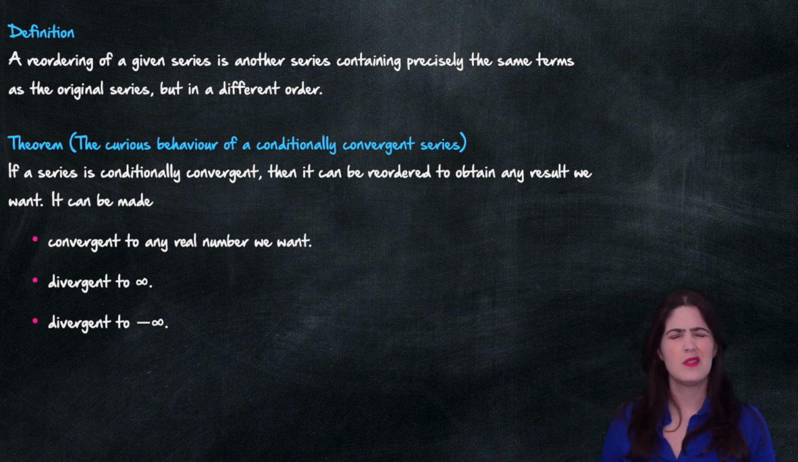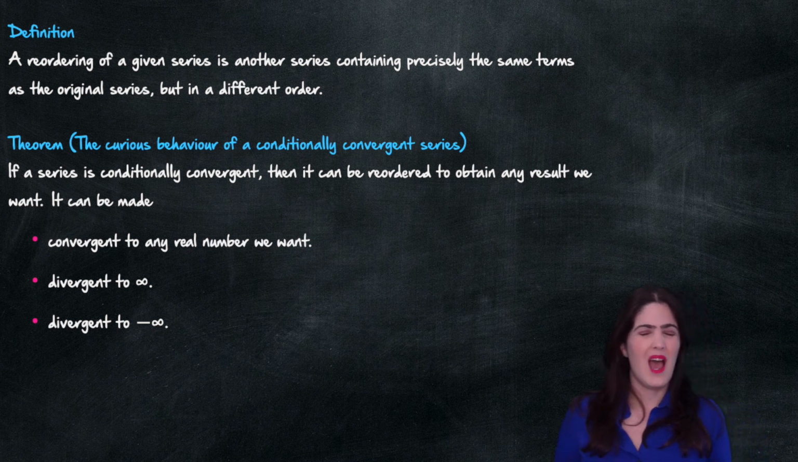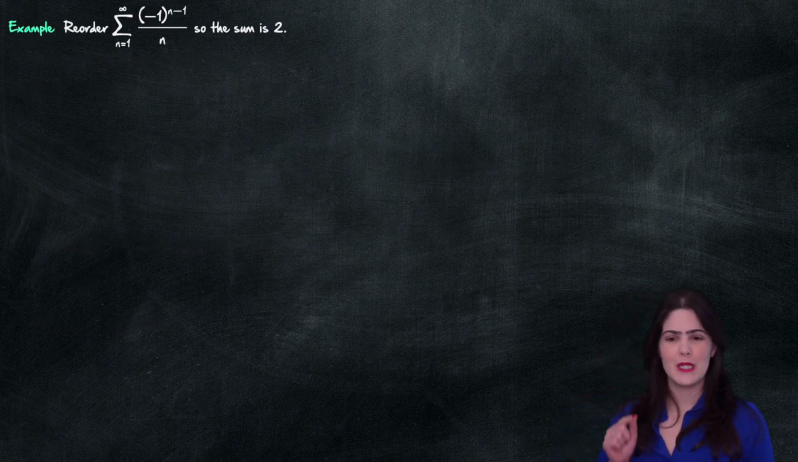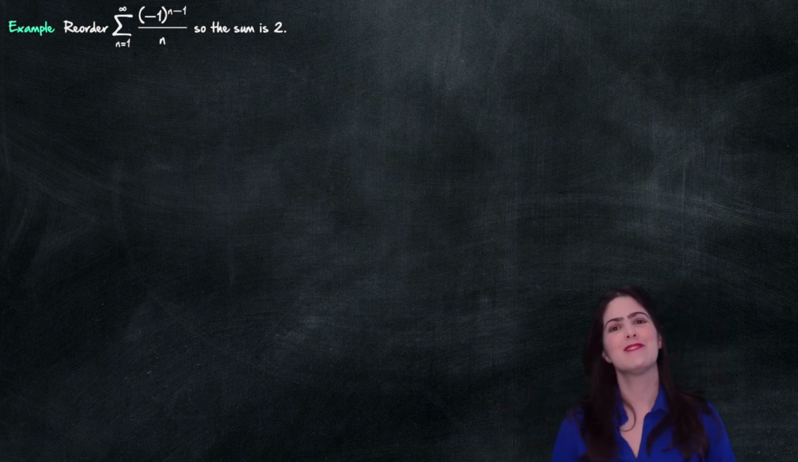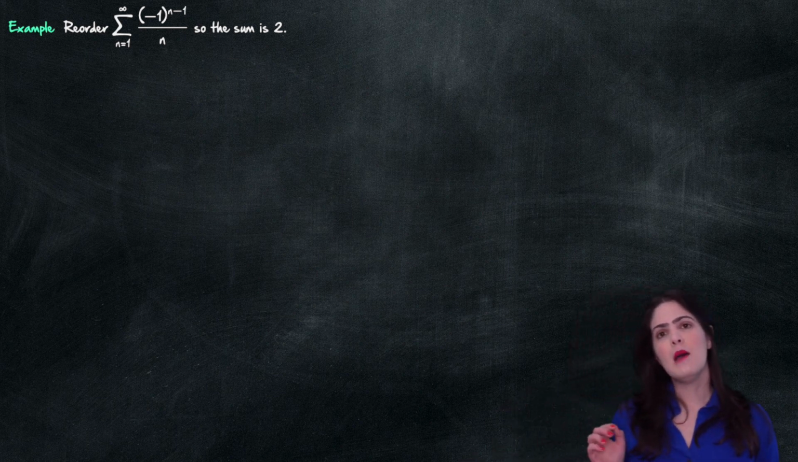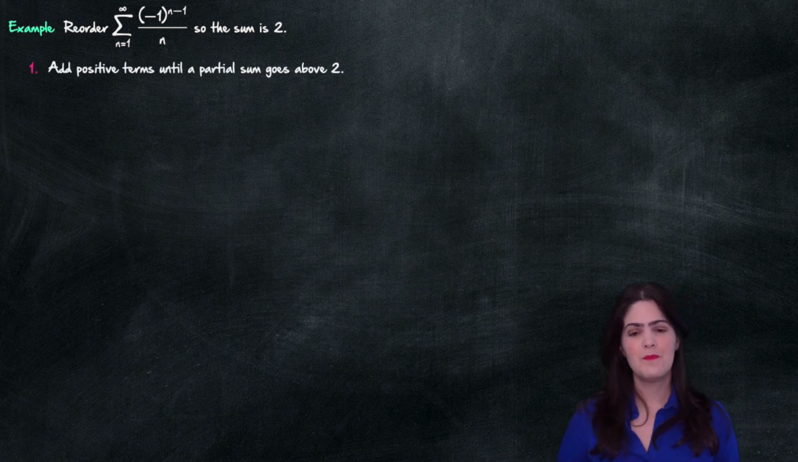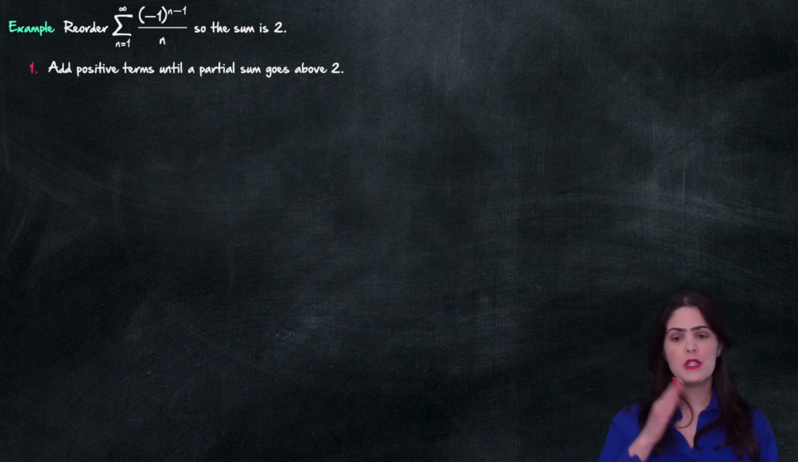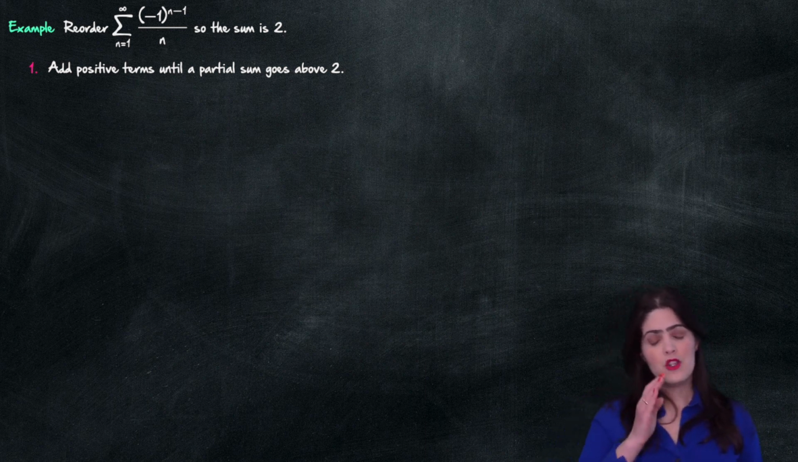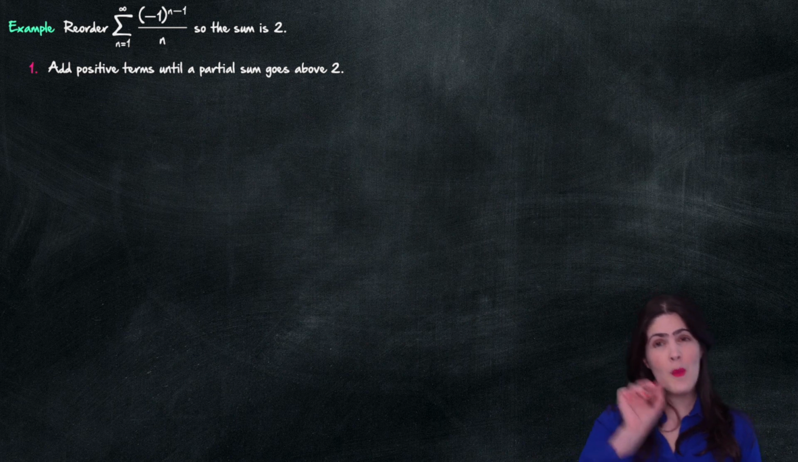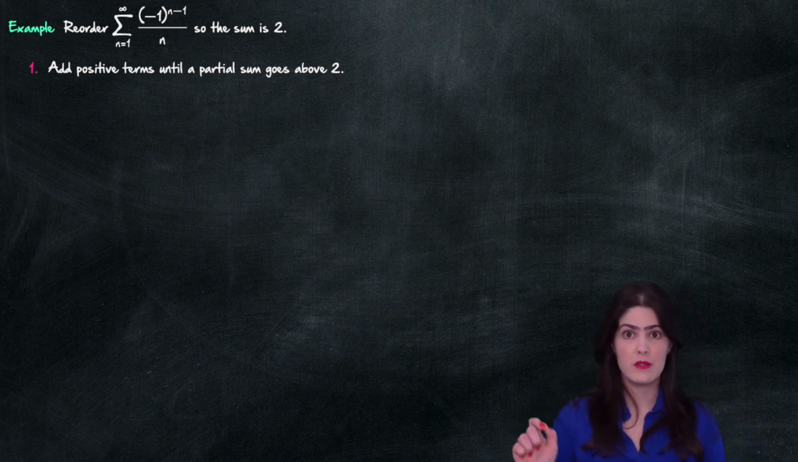Okay, this sounds insane. How can we do that? Well, we're going to reorder the alternating harmonic series again, so the sum is equal to 2. And this is how I'm going to do it. You see, I'm going to first add positive terms until that sum is above 2. Just the moment I hit 2, I stop adding positive terms.